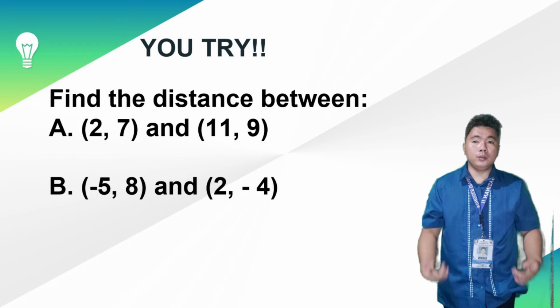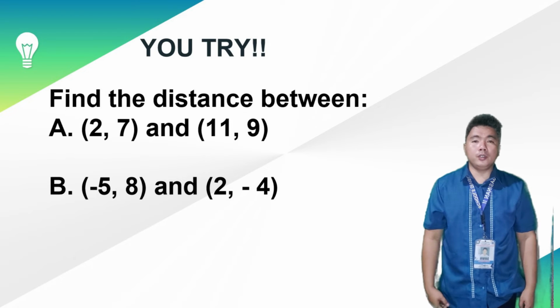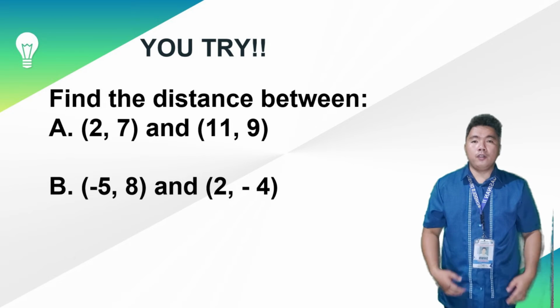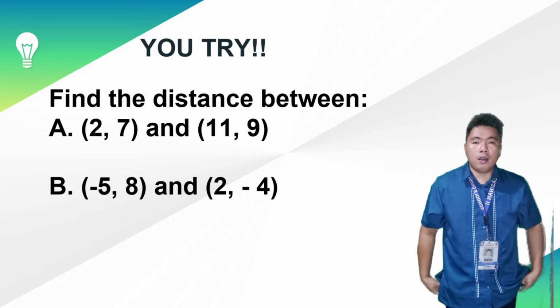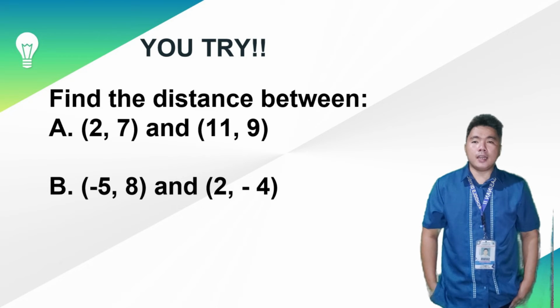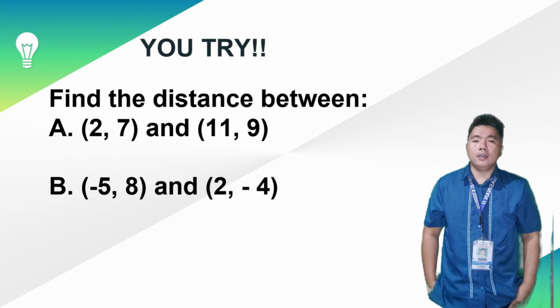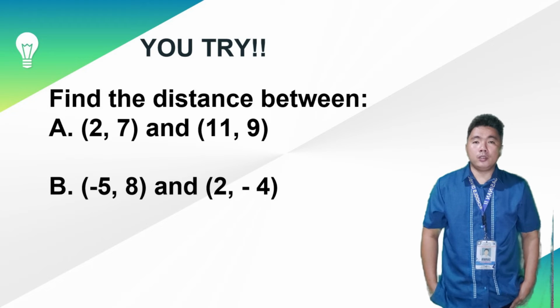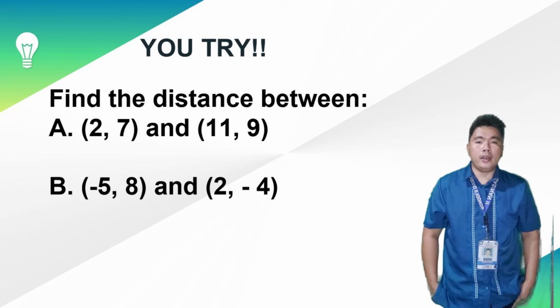I will be leaving 2 exercises for you students for your mastery on the distance formula. So first, find the distance between A, we have the coordinate 2, 7, and second, the coordinate 11, 9. B, we have the coordinate negative 5, 8, and the coordinate 2 and negative 4.